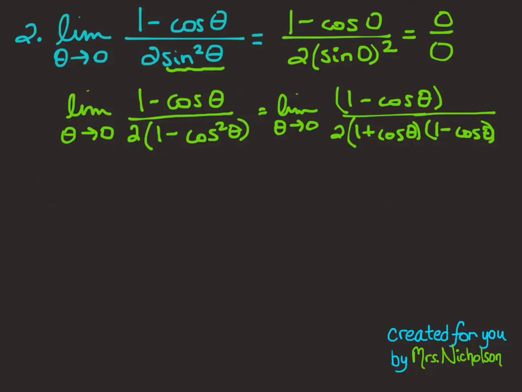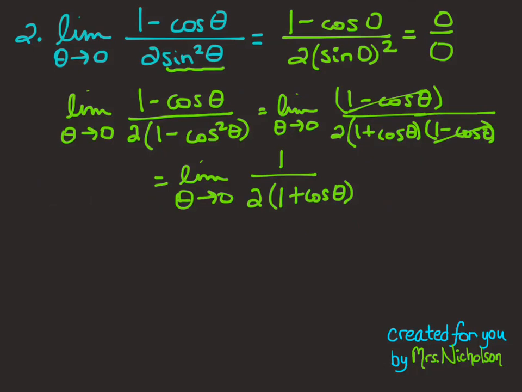Now I have 1 minus cosine theta in the numerator and the denominator. So the limit as theta approaches 0 of 1 over 2 times 1 plus cosine theta. Now I have a simplified version, and I want to plug in again and see if I get an answer this time. So I'm going to plug that 0 in for theta, and cosine 0 is equal to 1, and 1 plus 1 is 2, and 2 times 2 is 4, and so that limit is equal to 1/4.